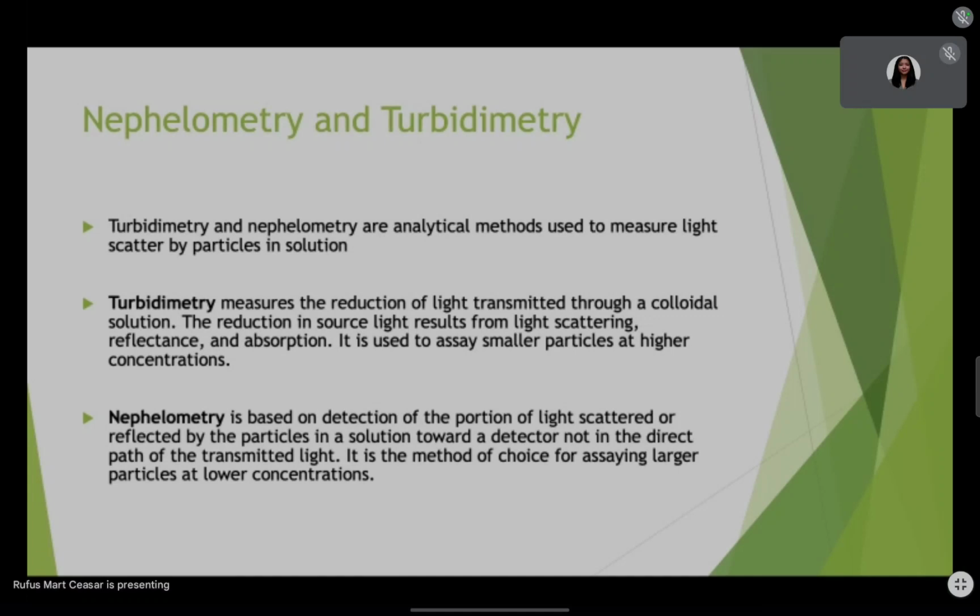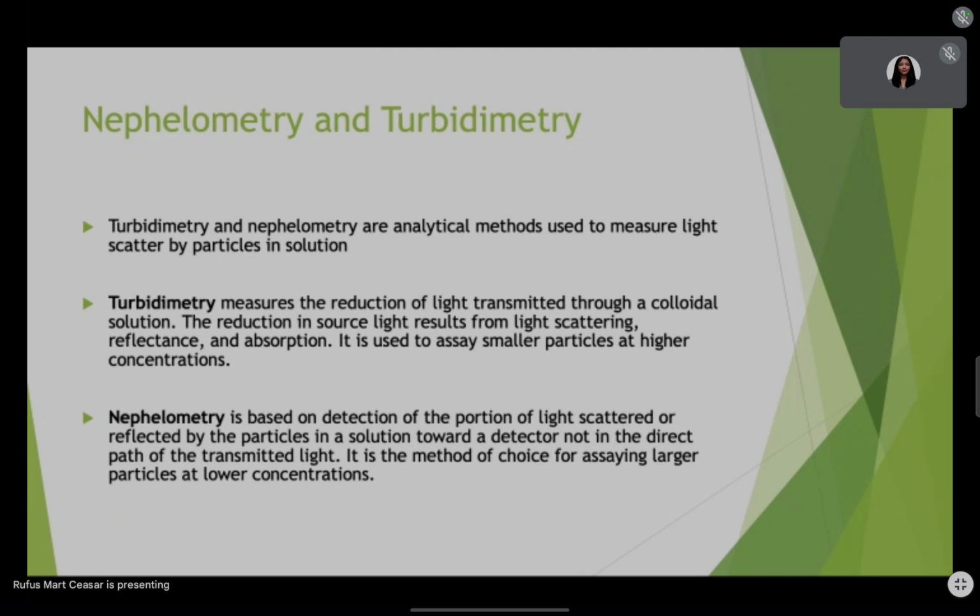Turbidimetry and nephelometry are analytical methods to measure light scattered by particles in solution. Turbidimetry measures the reduction of light transmitted through a colloidal solution. The reduction in source light results from light scattering, reflectance, and absorption. So it is used to assay smaller particles at higher concentrations. Nephelometry is based on detection of the portion of light scattered or reflected by the particles in the solution toward a detector, not in direct path of the transmitted light. So it is the method of choice for assaying larger particles at lower concentrations.